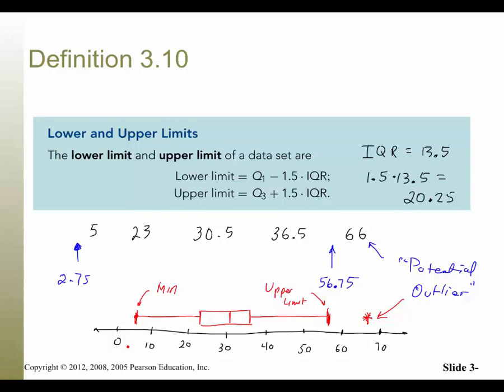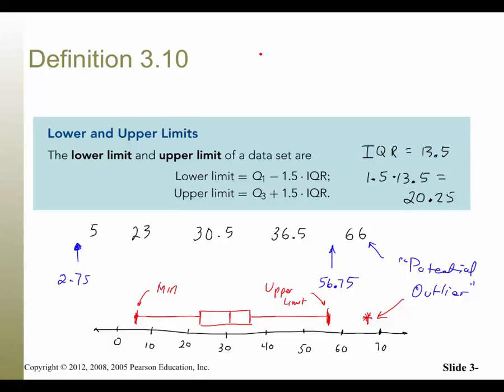So where the whiskers end depends on whether you have outliers or not. If you don't have outliers, the max or the min will be the end of the whisker. If you do have outliers, then the lower or upper limit will be the end of the whisker. Does it make sense? Okay. Anybody have a question? All right, so let's try one more example.